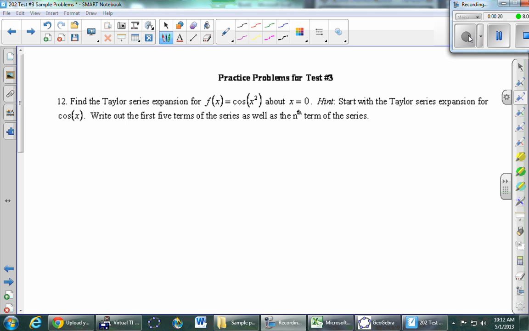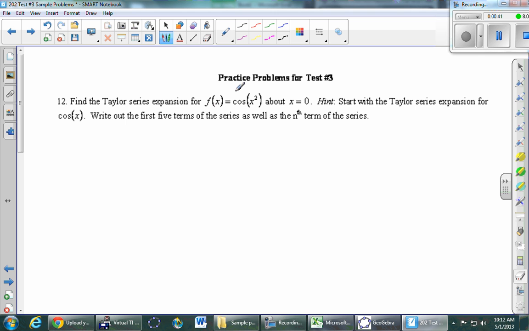So if we were just going to start from scratch with cosine of x squared and we wanted to find the Taylor series, we would need to find f prime of x, f double prime of x, f triple prime of x. We need to plug x equals 0 into all of those. We need to try to figure out what the pattern is. We would have to divide those numbers by the right factorials. We'd have to stick on the right x to the n's.